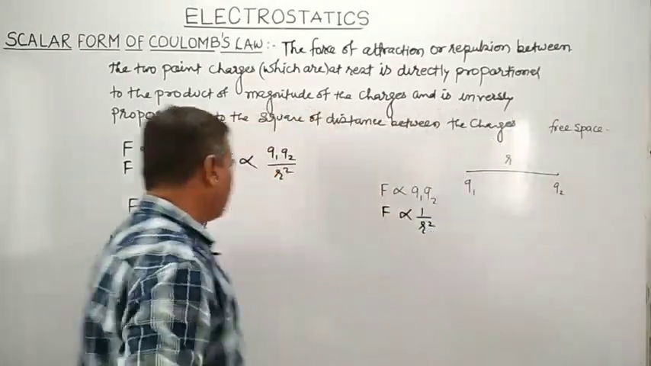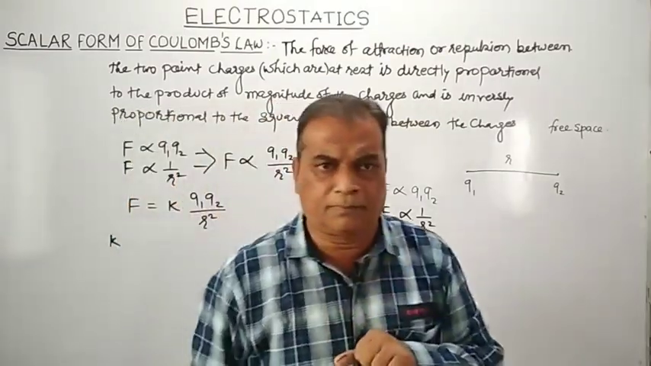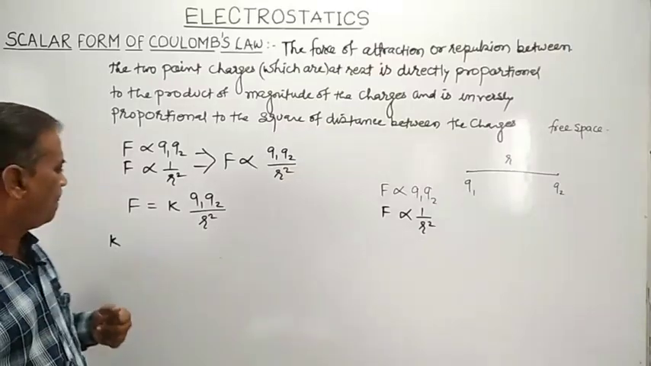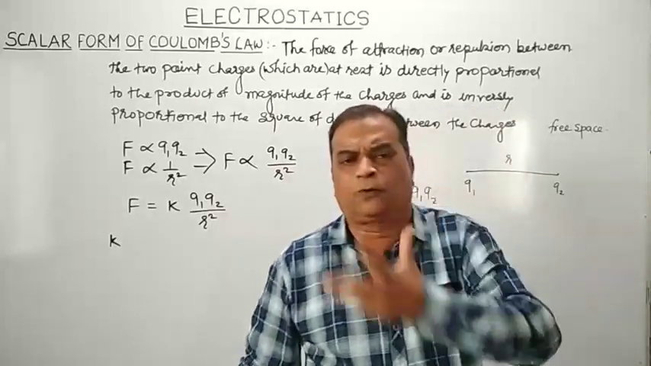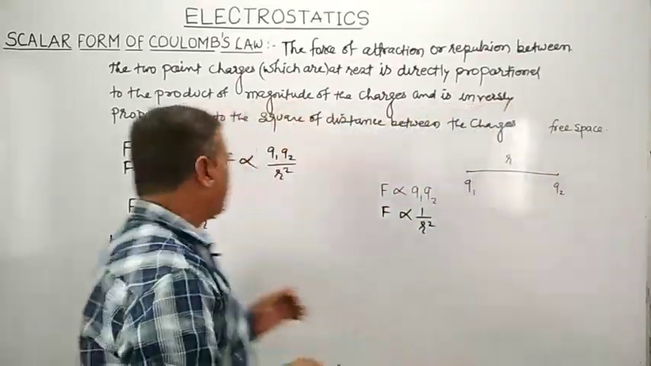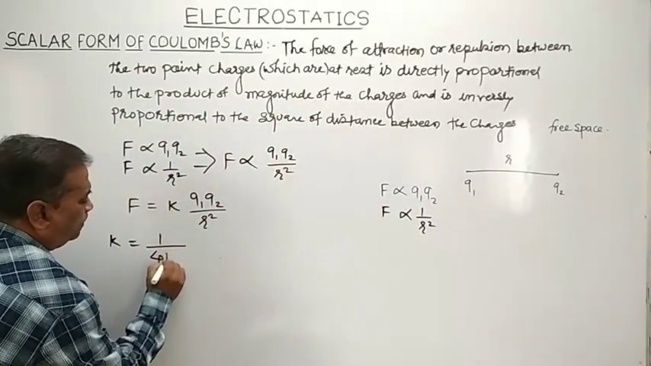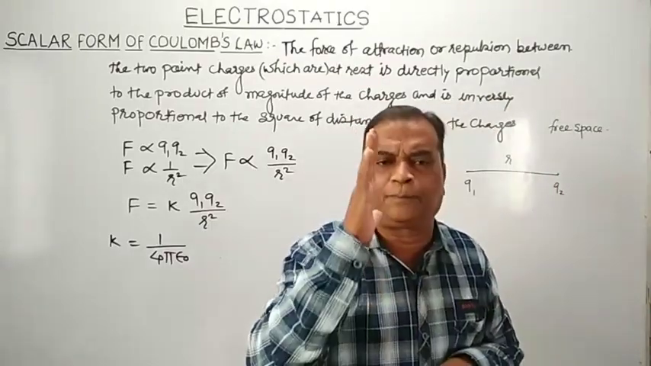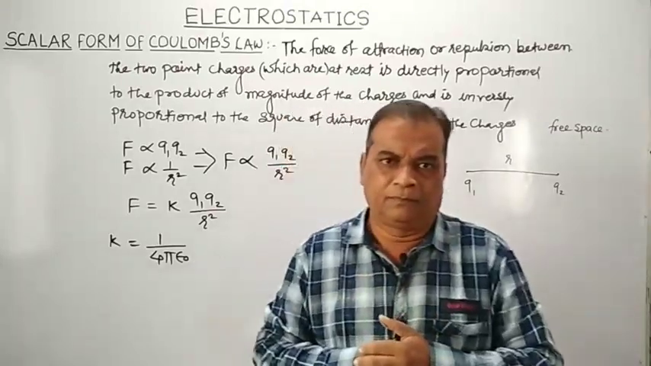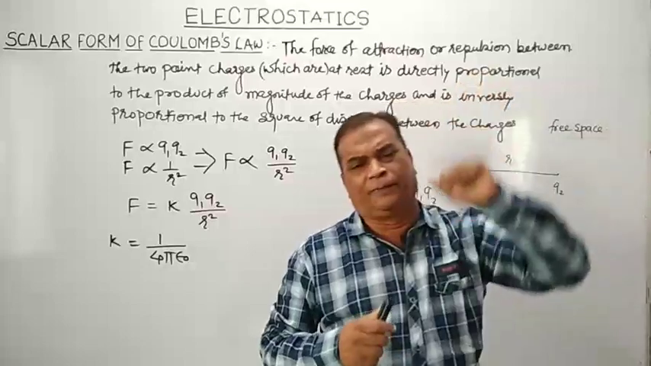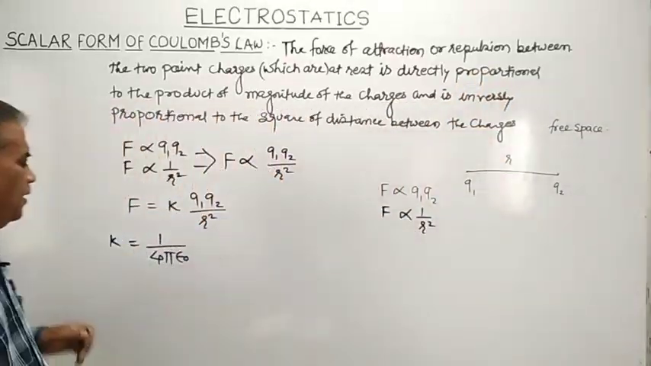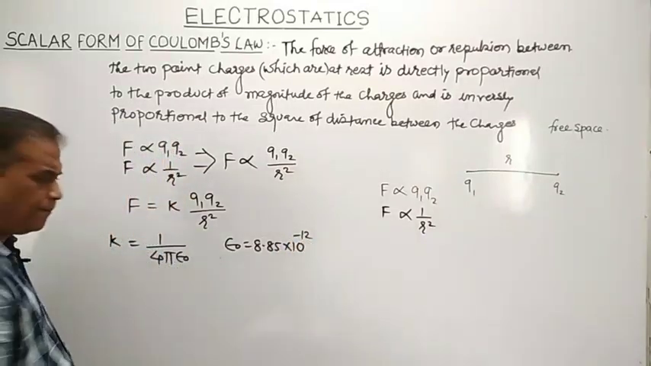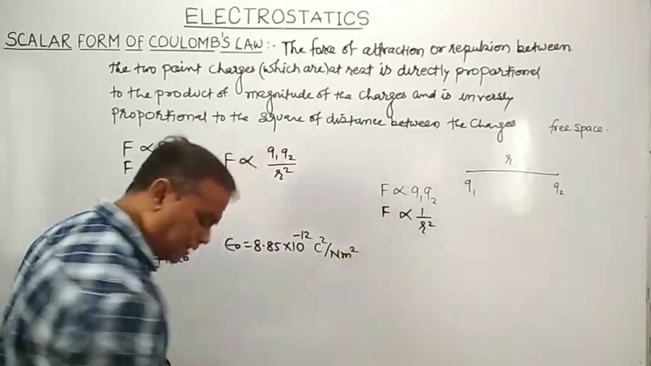Remember, if we measure the two charges in the SI unit, that is Coulomb, the distance of separation between the two charges in the SI unit of length, that is meter, and the force of attraction or repulsion between the two charges in Newton, then the value of k is found to be equal to 1 upon 4 pi epsilon 0, where epsilon 0 represents the absolute permittivity of free space or vacuum. The value of epsilon 0 is found to be 8.85 into 10 to the power minus 12 Coulomb square per Newton meter square.